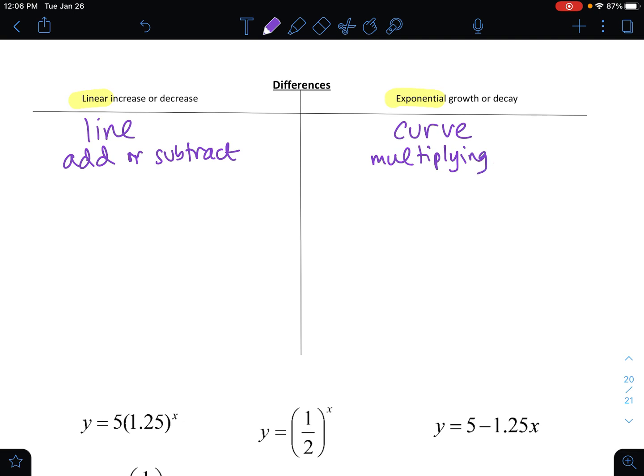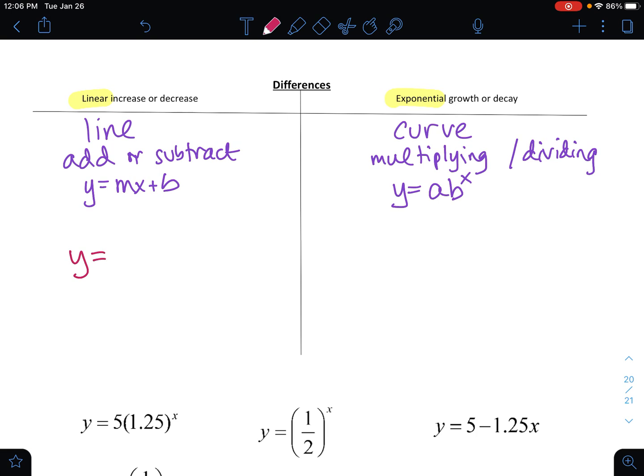Exponential will be multiplying or dividing. We usually write it as multiplying. I'm going to put here dividing because if you're trying to determine a pattern, you might be able to see it's dividing by the same number. Let's do our format, y equals mx plus b, kind of our slope-intercept format. And then our equation on exponential is y equals a times b to the x.